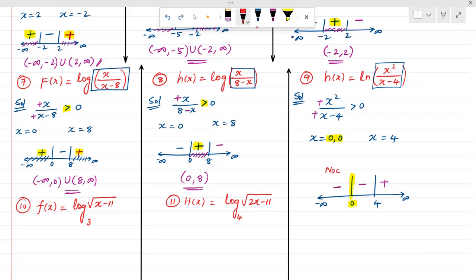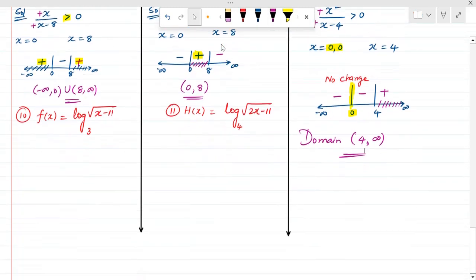So you will have more than only one interval. What is that interval? That is 4 to infinity. So domain is 4 comma infinity. That's it.